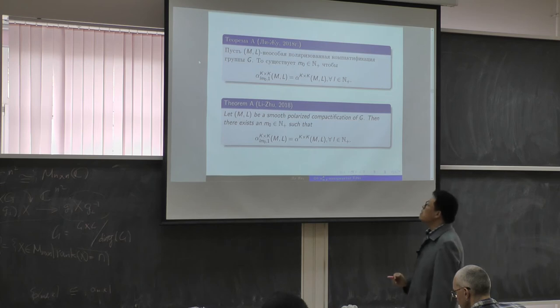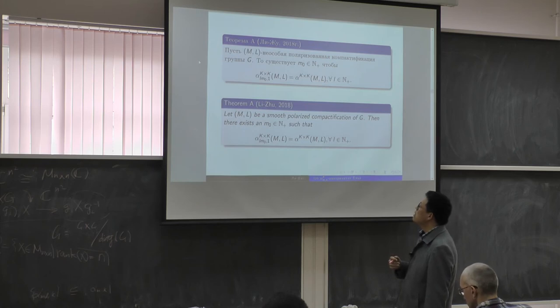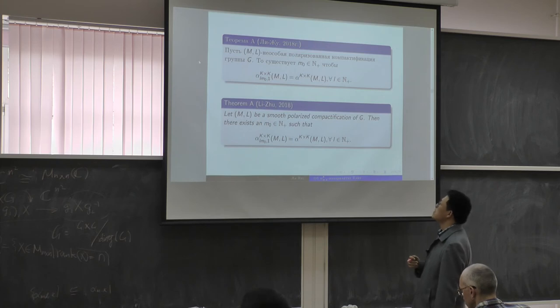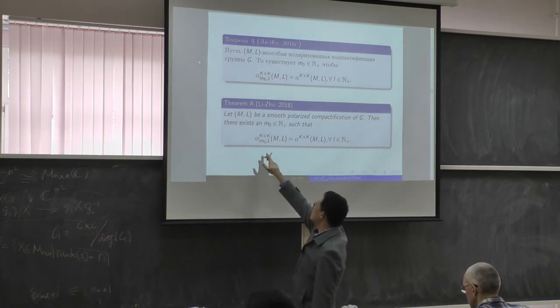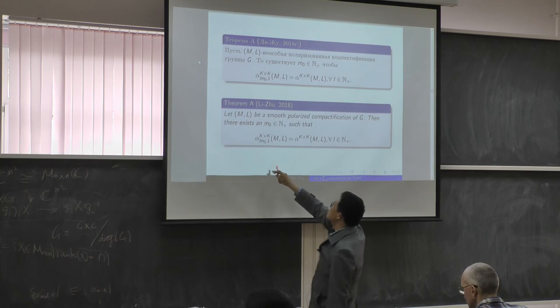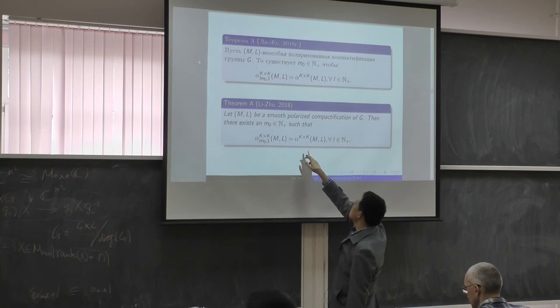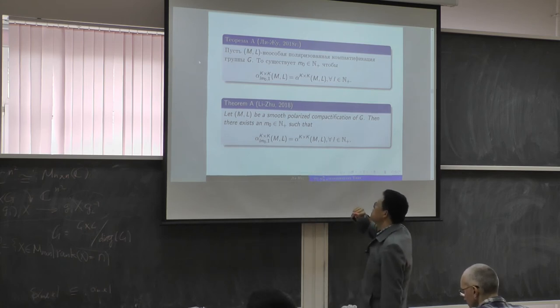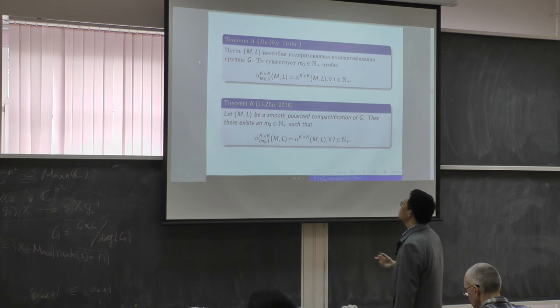This is our first main result in that work. If we have a smooth polarized compactification of G, then we can find an m0 such that the alpha_{m0,K} invariant with respect to this K times K action equals the alpha_K invariant with the K times K action. So maybe you can think of this as a version of Birkar's theorem for the alpha_K invariant.